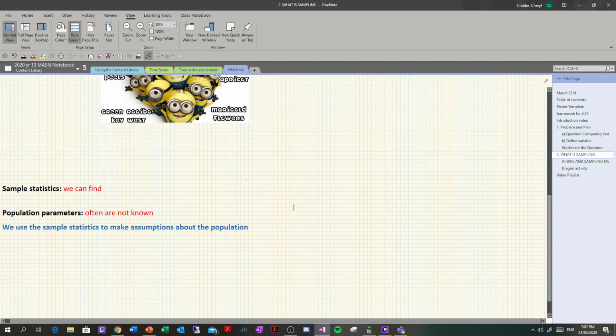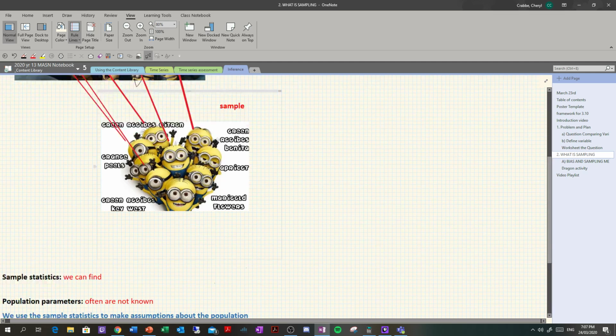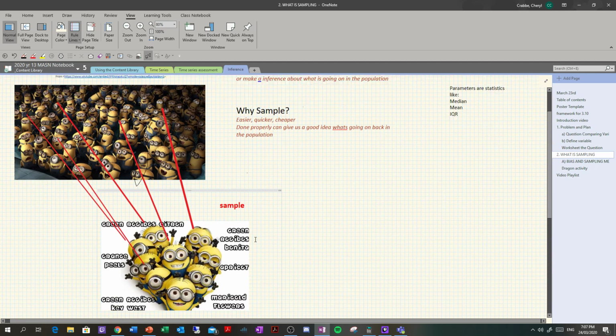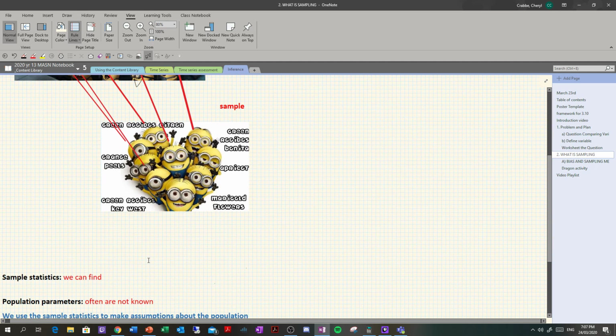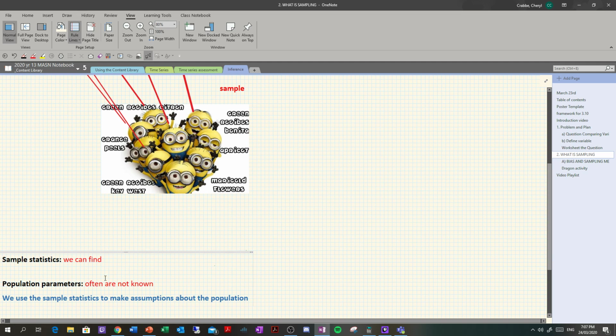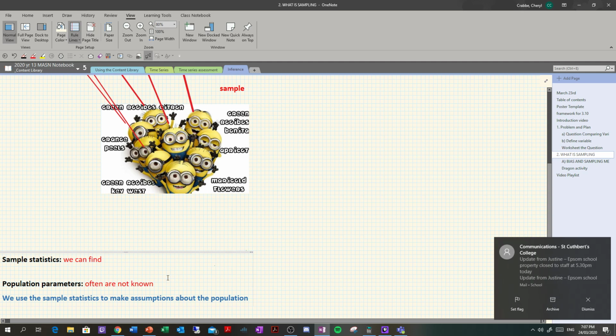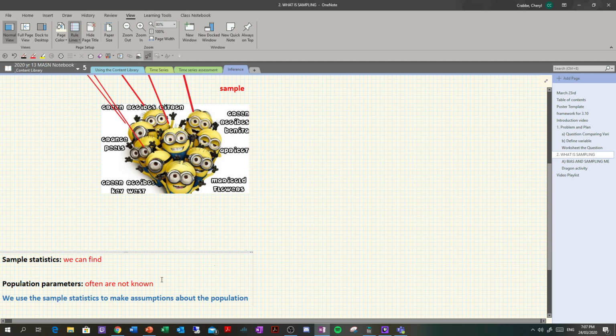So, just to summarize that, the sample statistics that we get, like the mean of a bunch of little critters here, our minions, if you get the mean weight or the mean height or whatever, we can find that specific statistic. We can take a bunch of these guys and sample them and then find out what their average heights are. What we often don't know is what the population parameters are at all. They're unknown. So we'll use the sample statistics to make an inference back to what's going on in the population. We use the sample statistics to make assumptions about the population.